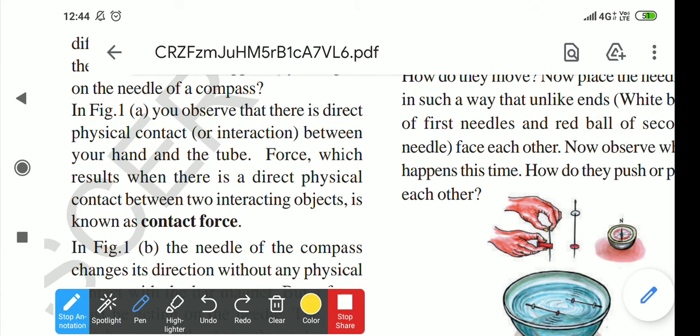In Figure 1a, you observe that there is a direct physical contact or interaction between your hand and the tube. The force which results when there is a direct physical contact between two interacting objects is known as contact force. Here they have given the definition.